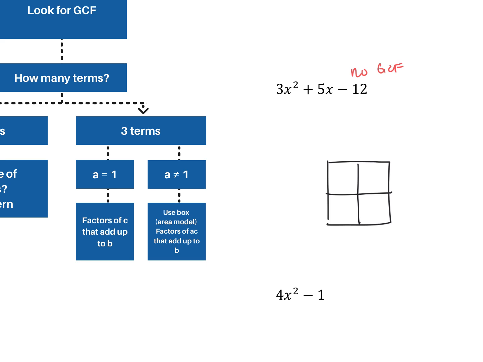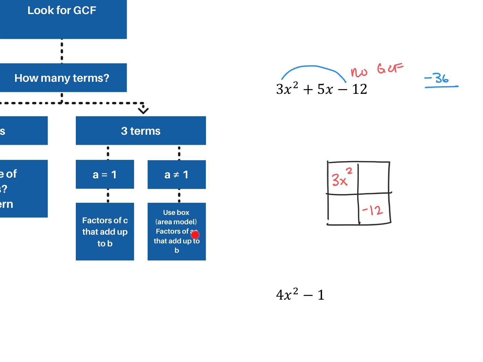And we are going to start by putting terms inside the box. So that 3x squared goes in the top left, that negative 12 goes in the bottom right. All right, so now we're going to use a box, which is an area model, and it says factors of AC. That means A times C. So we have to take A times C. So 3 times negative 12 is negative 36.